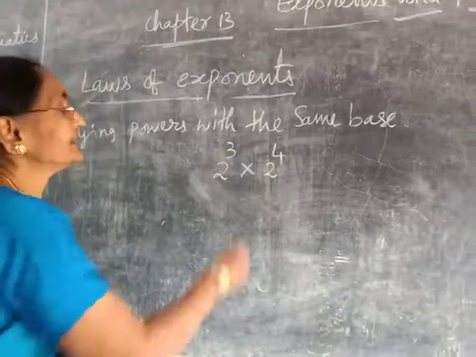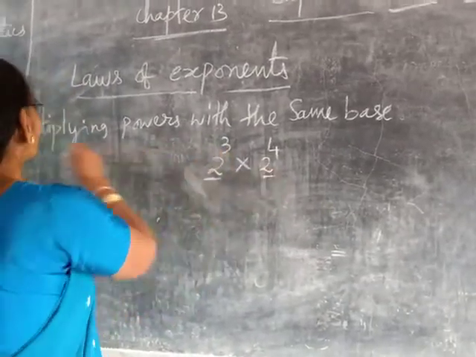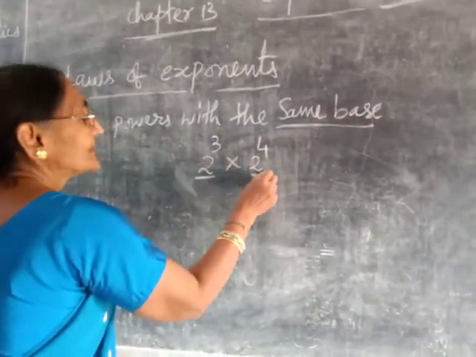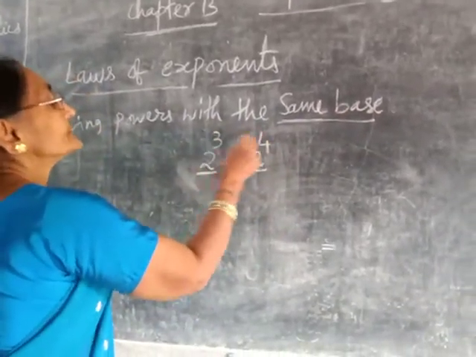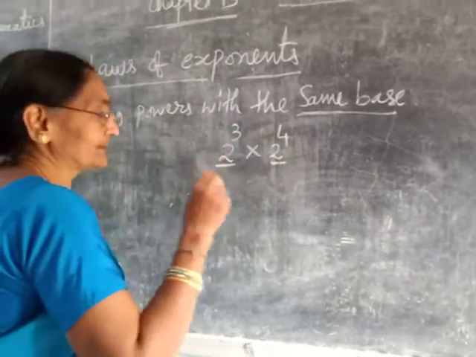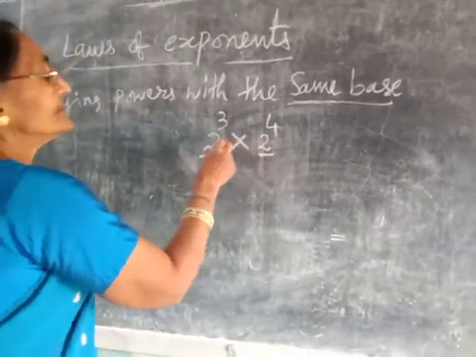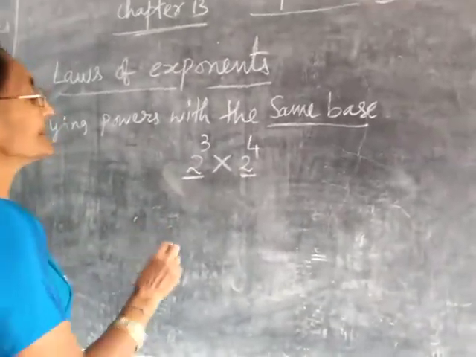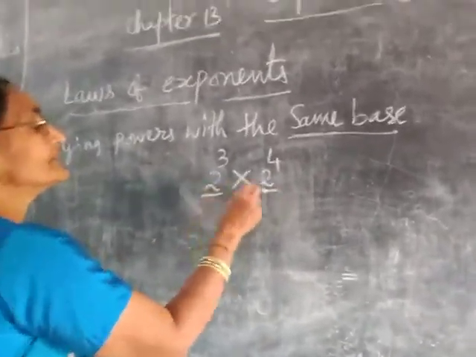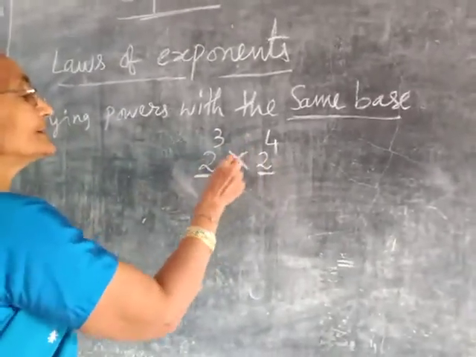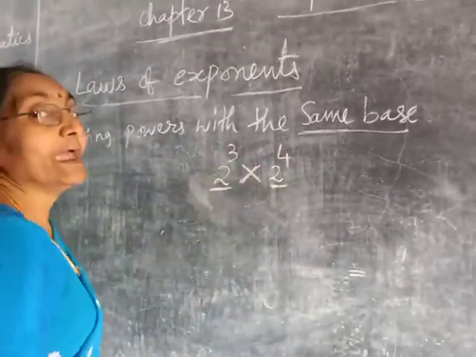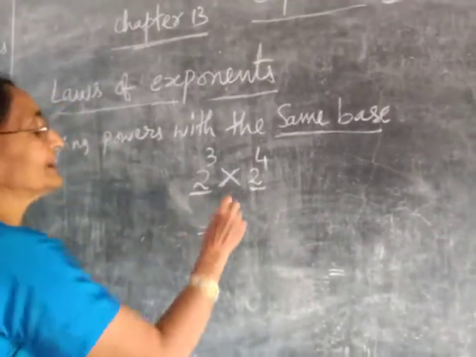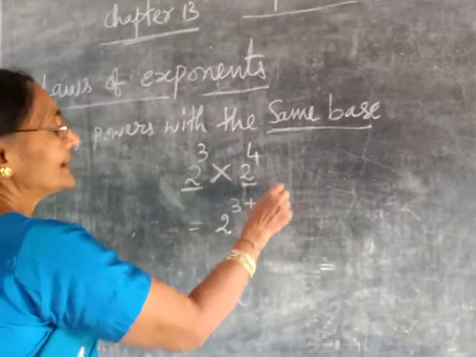Suppose the question is there. Here the bases are equal. Multiply powers with the same base. Suppose the bases are the same, then what will happen to the powers? Here, between the bases, multiplication is there. If the bases are equal and multiplication is there, then the powers should be added. So write the base only once, then write the powers added.